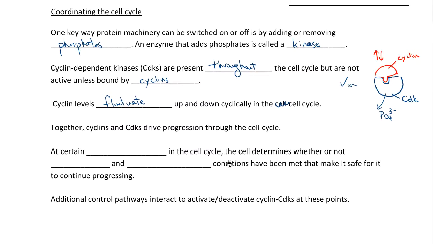Now, together, therefore, cyclins and their partner cyclin-dependent kinases drive progression through the cell cycle through this process of adding phosphates. Now, at certain checkpoints in the cell cycle, the cell takes stock and determines whether or not internal and external conditions are adequate for it to be safe for it to continue progressing. For example, it might check, has all of its DNA been replicated correctly? Is the cell attached to an external environment, etc.? There are a number of conditions that it checks to make sure that it's safe to progress.